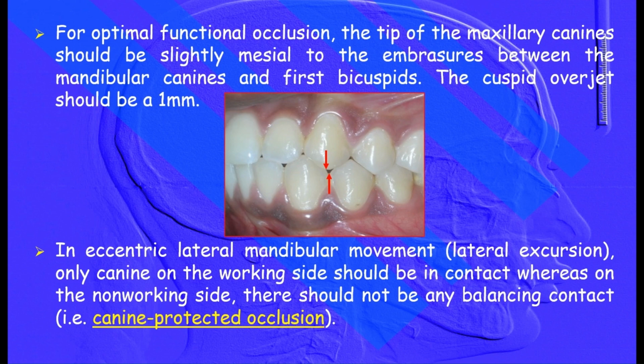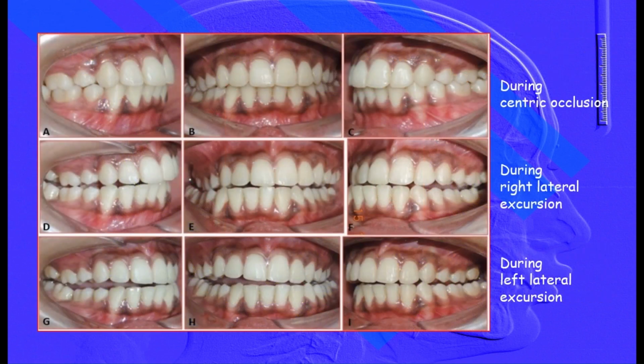This picture shows the disocclusion of teeth in canine-guided occlusion. You can observe that during right and left side lateral excursions of the mandible, only canines are in occlusion and there is disocclusion of the rest of the teeth in the working and non-working sides.